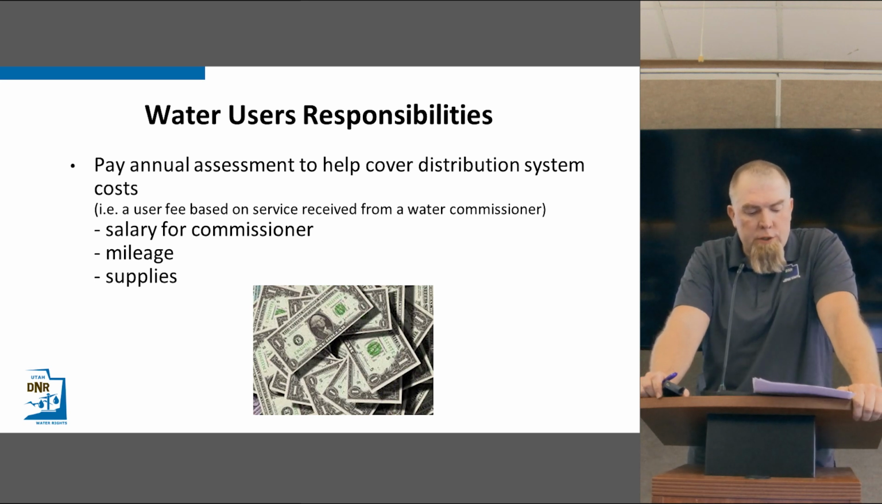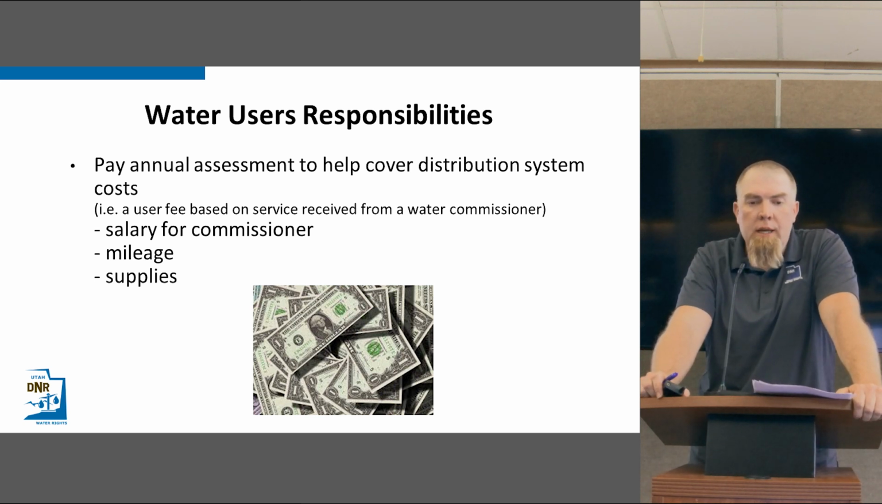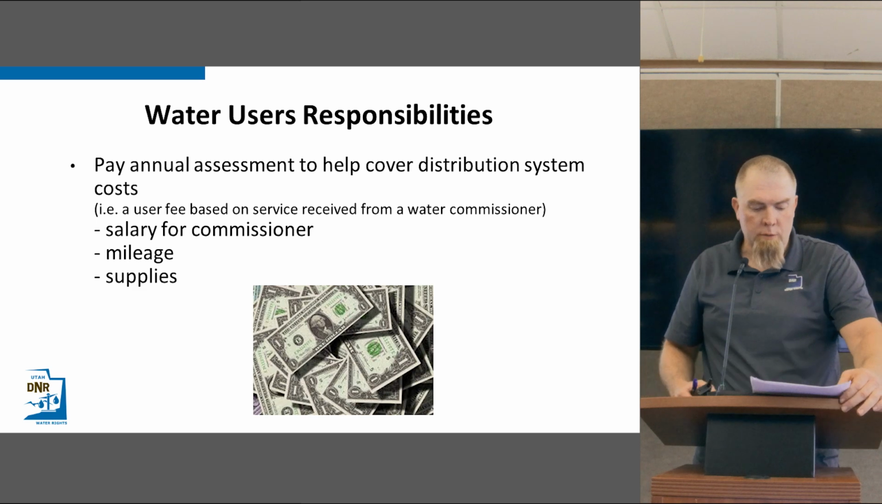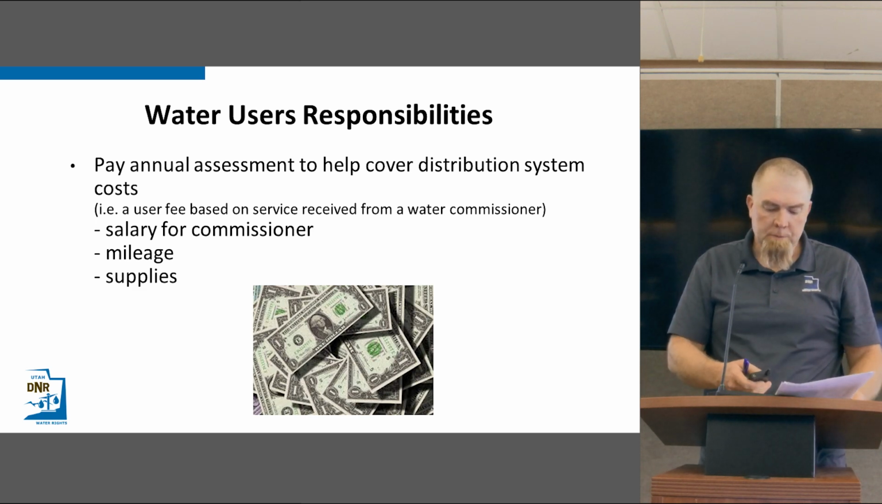Additionally, a water user has the responsibility to pay an annual assessment to help cover the distribution system. Those costs include the salary for the commissioner, any mileage that the commissioner may acquire as they're running around to the different diversions, or perhaps any supplies that he might need, such as waders or locks and chains in order to help regulate the system.